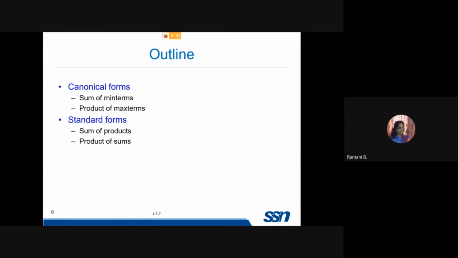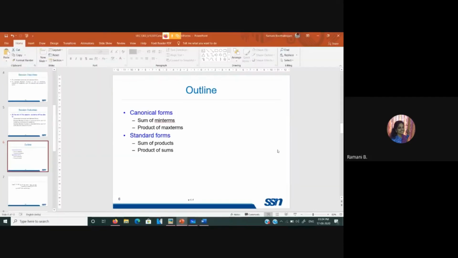Boolean expression. So sum of min terms and product of max terms we will see, and why we go for the standard forms, that is sum of products and product of sums. So I will continue the class with the whiteboard.